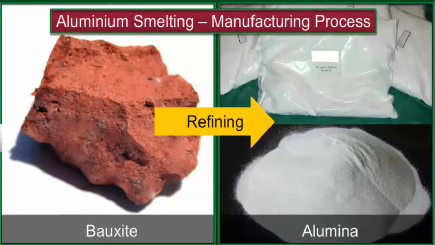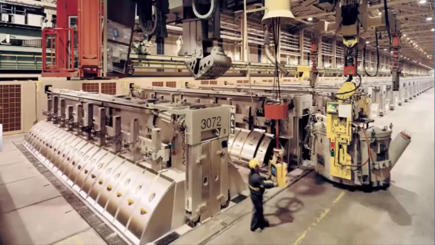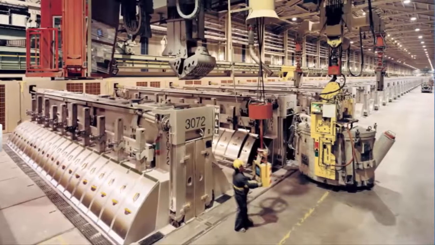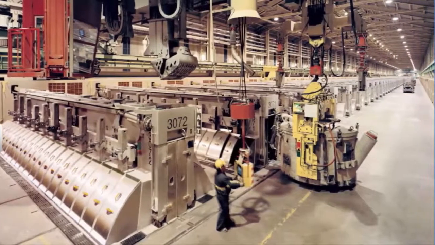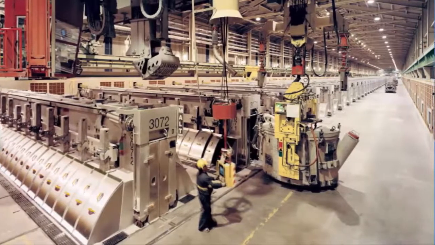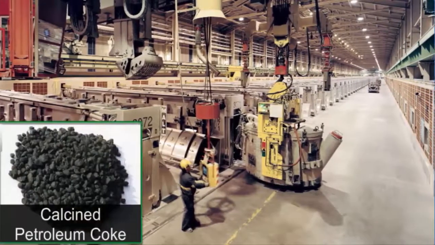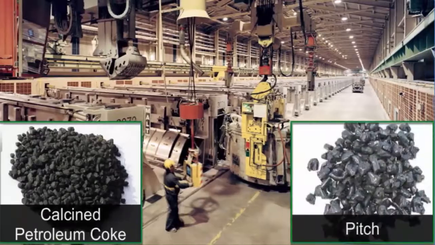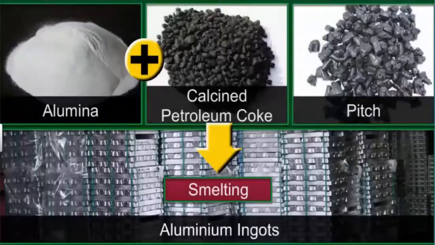Alumina is transported to an aluminium smelting plant along with 2 more raw materials: calcinated petroleum coke and pitch from a colliery. At the smelting plant, aluminium is derived from alumina through an electrolytic process. 2 tons of alumina yields around 1 ton of aluminium. Processing 1 ton of alumina uses 18,600 kilowatt-hours of electricity.